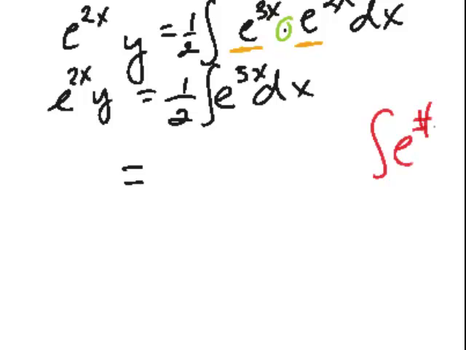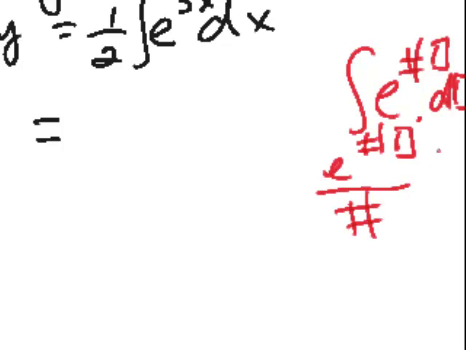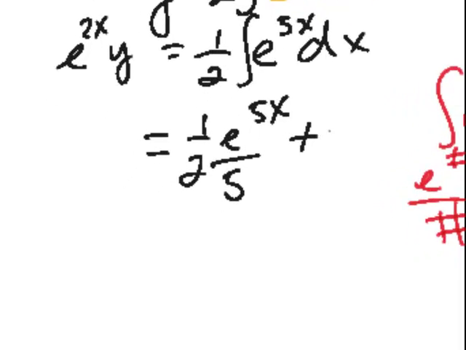e to the number times box, d box, whatever your box variable is: e to the number times the variable. As long as that variable is the first power, this rule holds over the number. What you're doing there is a u substitution. It's a shortcut rule so that you don't have to do a u substitution for the basic ones. So in our scenario, the number is the 5 and the box is the x, right? So we have 1/2 e to the 5x over 5 plus c.